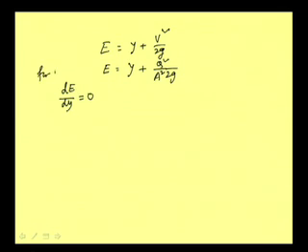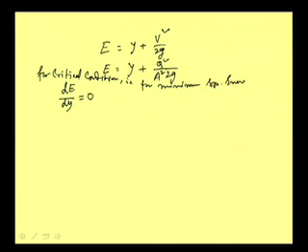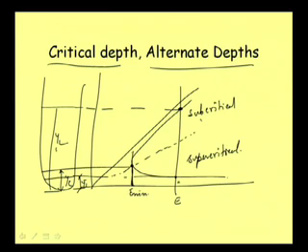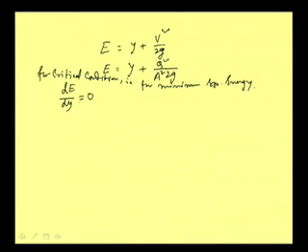Well, now at the point where specific energy is minimum, we are talking about change of specific energy with respect to y. At that point, dE/dy must be equal to 0 for critical condition. That means for minimum specific energy, dE/dy is equal to 0. That means at this point this slope is 0.